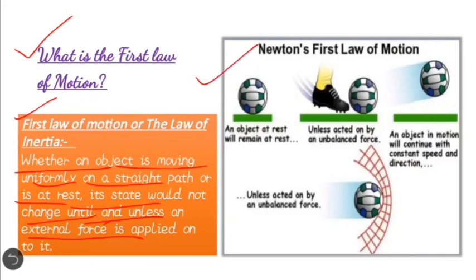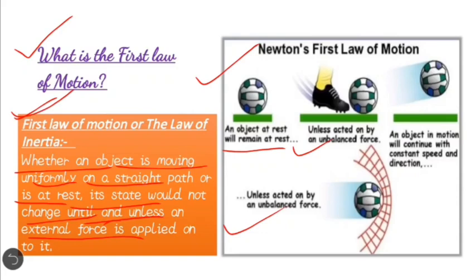In this diagram you can see an object, it is a football. The football is at rest, so it will remain at rest unless acted on by an unbalanced force. It remains at rest until a force is applied on the football. An object in motion will continue with constant speed and direction. If the football is moving, then it will continue moving with the same speed and in a definite direction until an unbalanced force acts upon it. So this is the first law of motion.